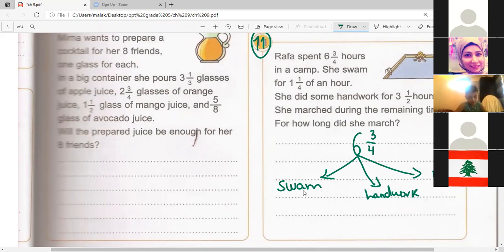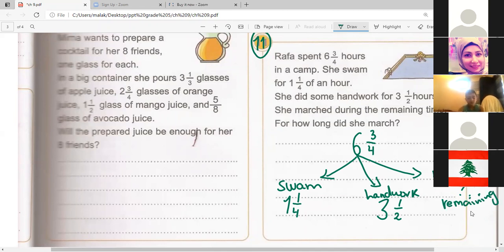How many hours did she spend swimming? 1 and 1 over 4, meaning 1 hour and a quarter of an hour. Handwork activity, 3 and 1 over 2, 3.5 hours, 3 hours and a half. We will find how long she marched. The marching is the remaining time, right? Yes.